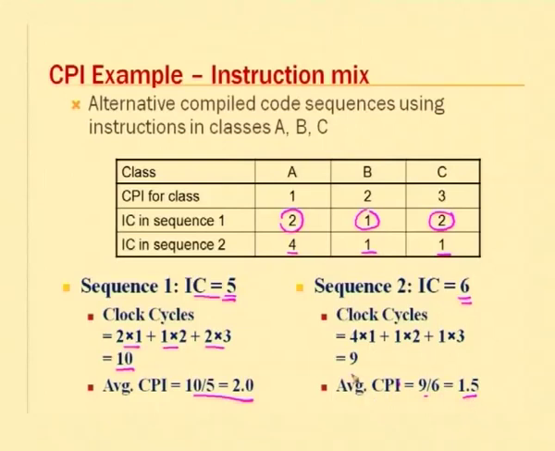So, we can see that depending on the mix of instructions that we have, the average CPI will vary. That is because each instruction class takes a different number of clock cycles. So, the average CPI will vary depending on the instruction mix that we have. That is important here. This instruction mix is the important factor that we need to consider.